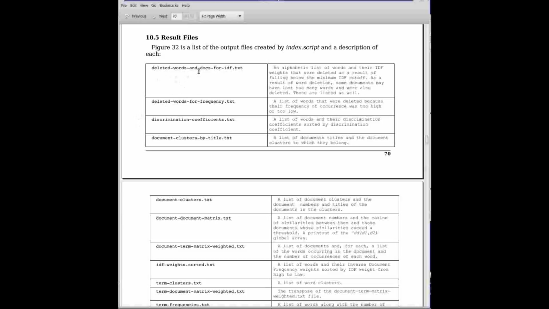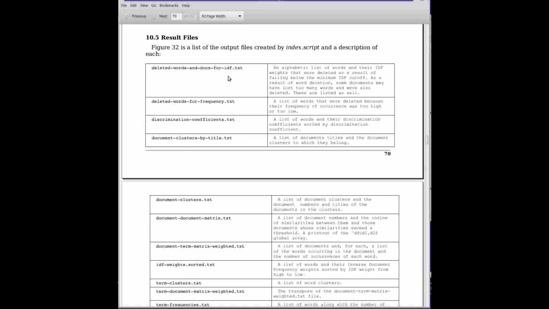There's deleted words and docs for IDF.txt. I think they're all .text. What that is, is a file consisting of the words that were deleted because their IDF score, inverse document frequency score, was too low. When we calculate the IDF for each word, it'll be a range of values, and we'll pick a cutoff. And words that are below that cutoff we'll delete.